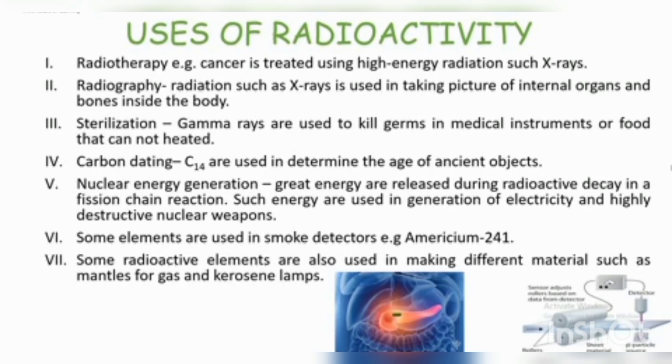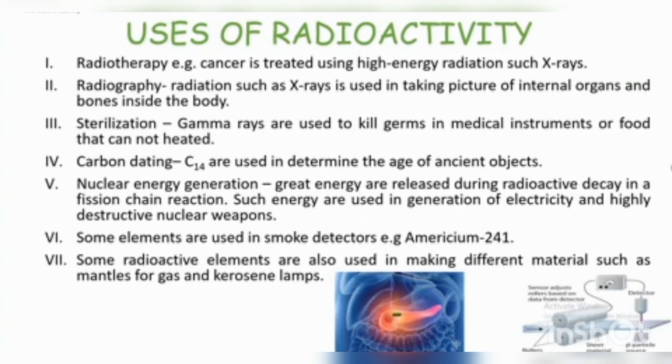Then we also have some radioactive elements used in making different materials such as mantles for gas and kerosene lamps. Radioactive materials are used as tracers to measure environmental processes, including the monitoring of silt, water and pollutants. They are used to map effluent and pollution discharge from factories and sewage plants, and the movement of sand around harbors, rivers and bays. Radioactive material used for such purposes has a short half-life and decays to background level within days.